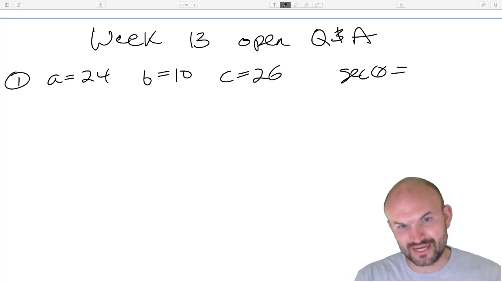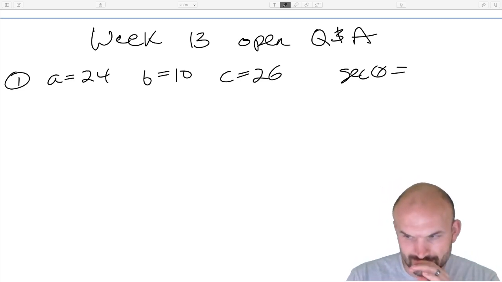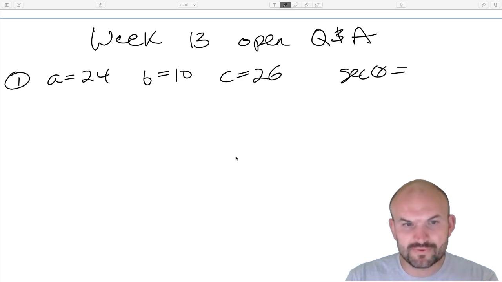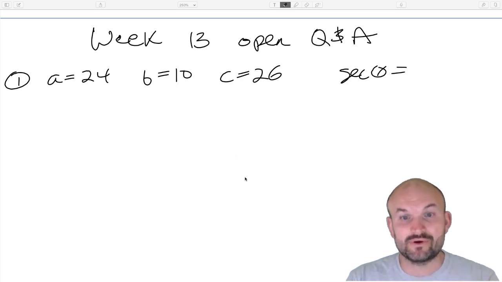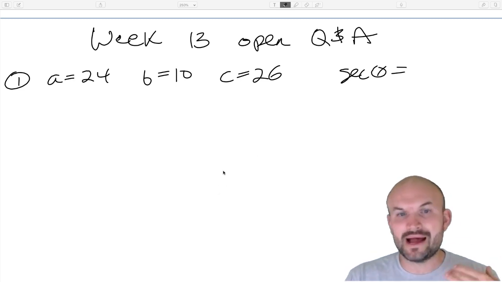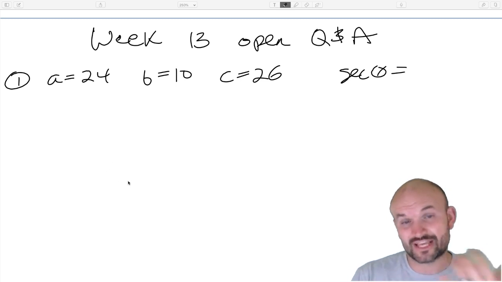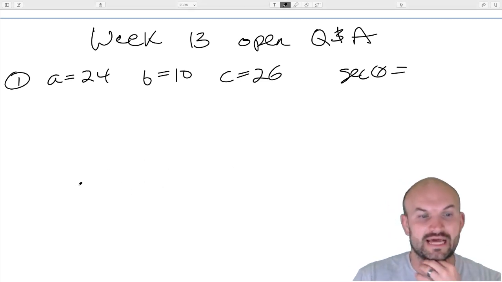Now, again, here's where it gets into the specificity. In this problem, the student gave me A, B, and C, and they want to know how to find secant, or secant of theta. The problem is we don't know where theta is. And that's actually a huge issue at this point.